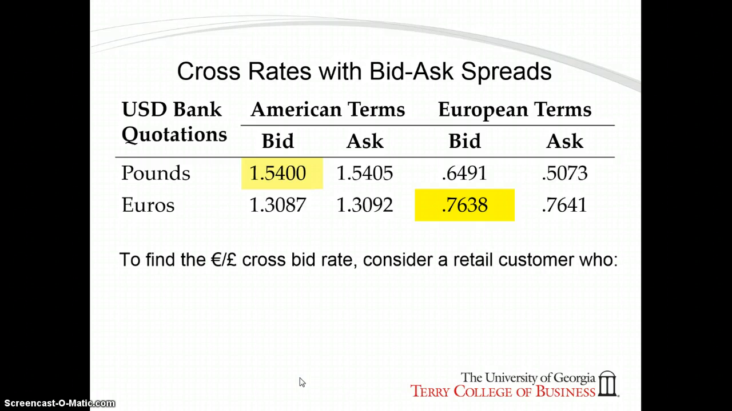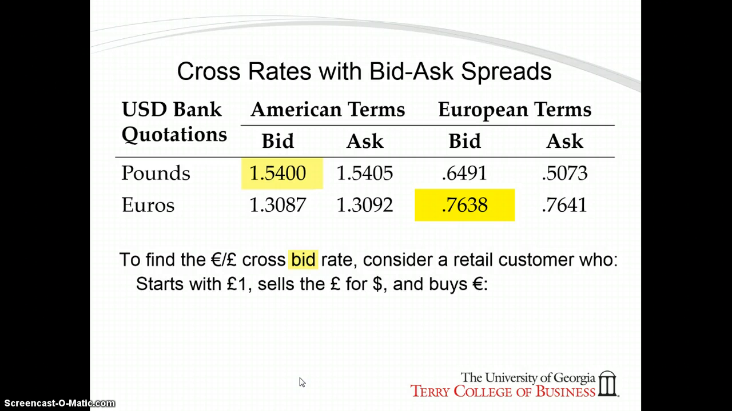Let's first determine the euro to pound bid rate. To keep the math simple, suppose our hypothetical customer has 1 pound and she exchanges it for dollars. The dollars are then exchanged for euros. Note that in the first step, pounds to dollars, the dealer is buying pounds, the asset, with dollars. Thus, the American term bid for the pound is the correct rate to use.